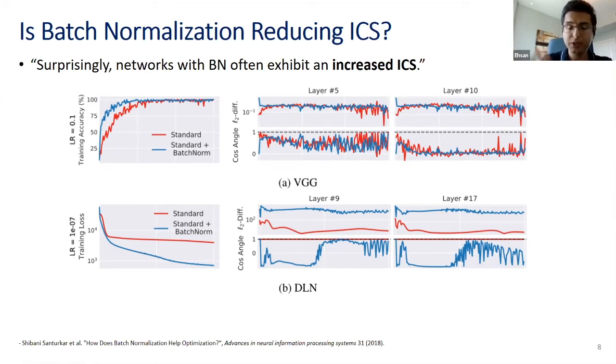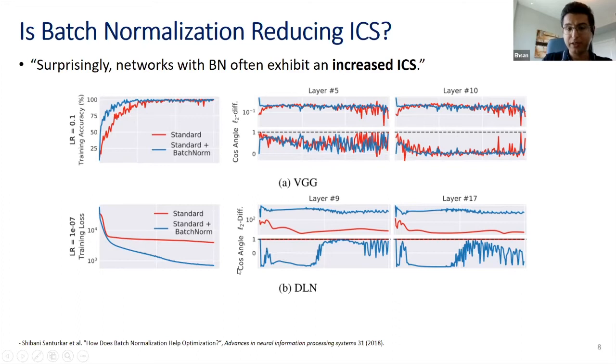However, they use another network, a deep linear network. In this one, they're not using any non-linearity or activations, just a linear activation. They also do another thing: they use a full batch instead of a mini batch. And it's very surprising that the standard version actually has much lower ICS than the batch norm one. So probably this means that this ICS is correlated with the batch size as well.